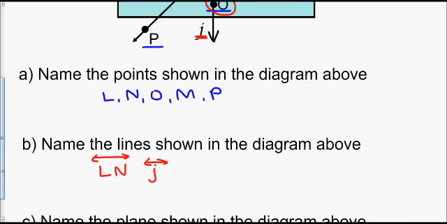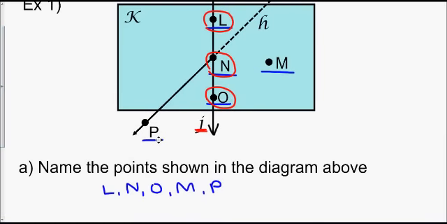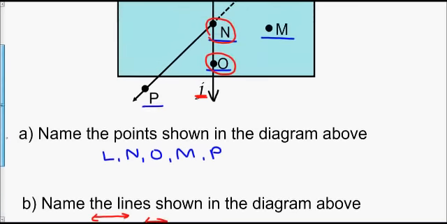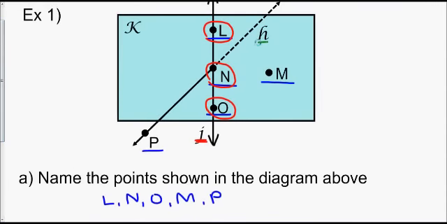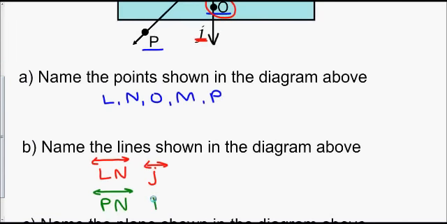Those refer to the same line. But there was that second line, so let's look and see what we have here. I see P and N are on this line, so this could be line PN. I could have also said NP if you prefer that. And the lowercase letter attached to that line is H, so I could also name this line H.